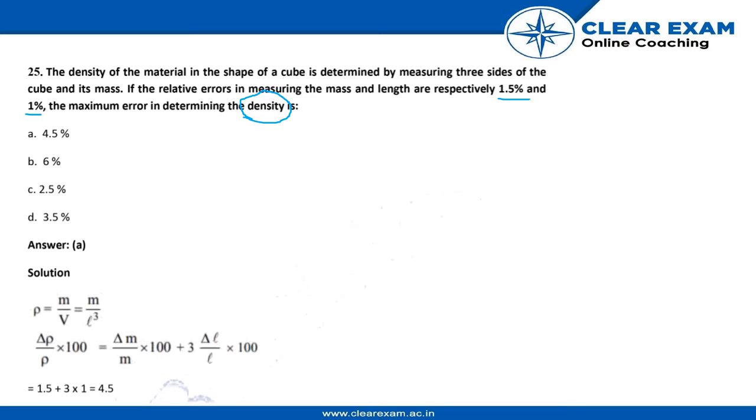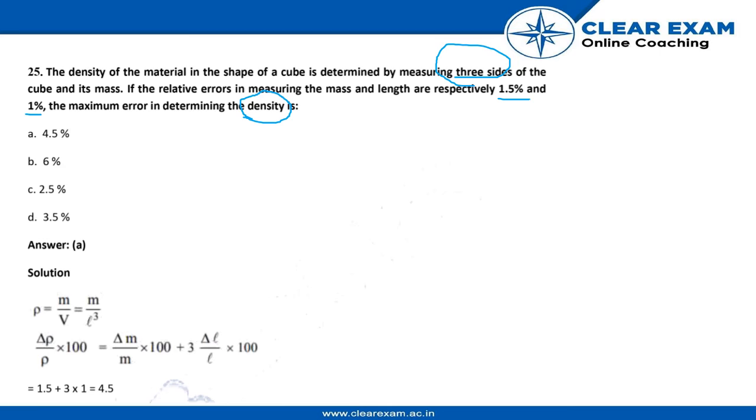So let's just start with the things. As we know, the formula is m upon v, that is m upon l cube. So as it is stated that delta ρ upon ρ into 100 is equal to delta m upon m into 100 plus 3 times delta l upon l into 100, as given in the question, the three sides.